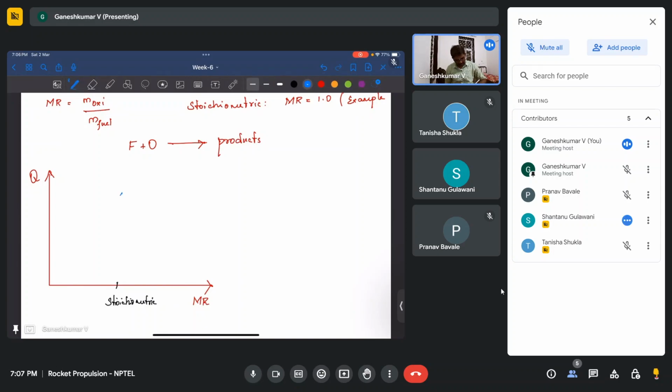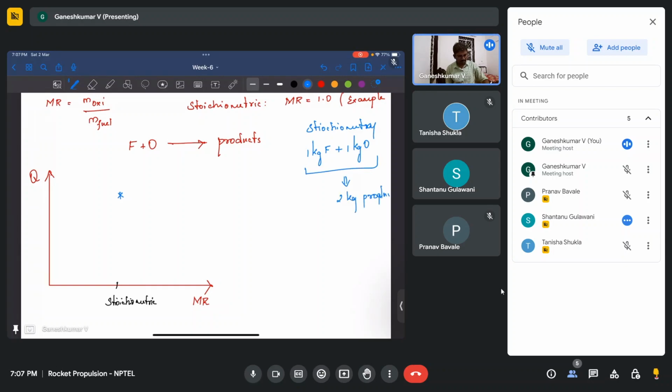So let's say you have some heat of reaction for that. Now my question is, let's say I have 1 kg of fuel and 1 kg of oxidizer. This is the stoichiometry for this fuel and oxidizer. Now if you do this, then you will get 2 kg of product.